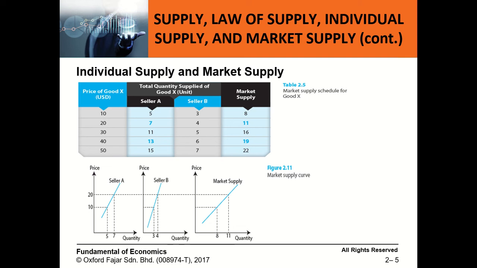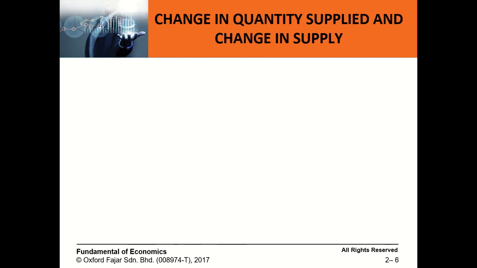So the idea here is that the market supply is a summation of the number of sellers in the market. If you have 2 sellers, then you sum only 2. If you have 10, then you sum 10 of them. So that's how you draw the market supply curve and also the individual supply curve.